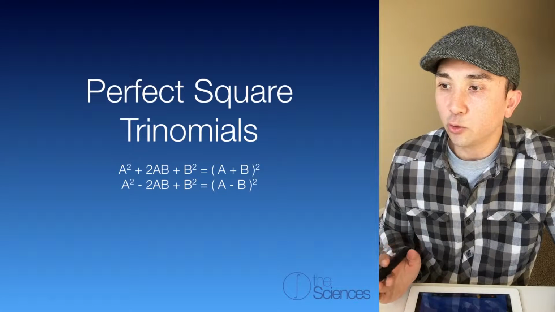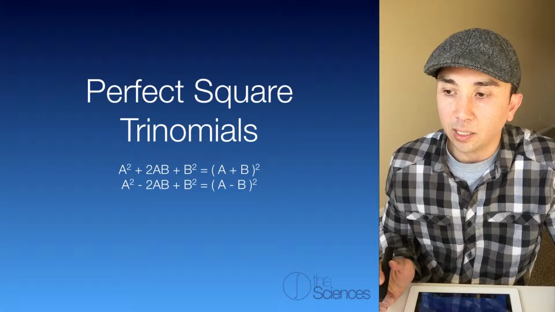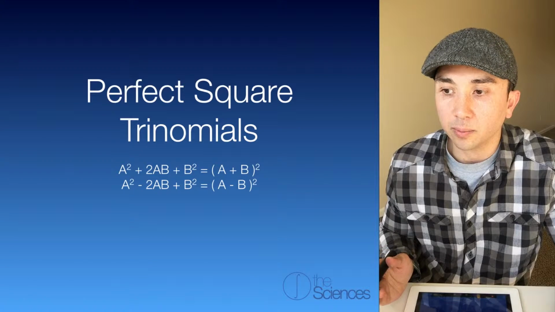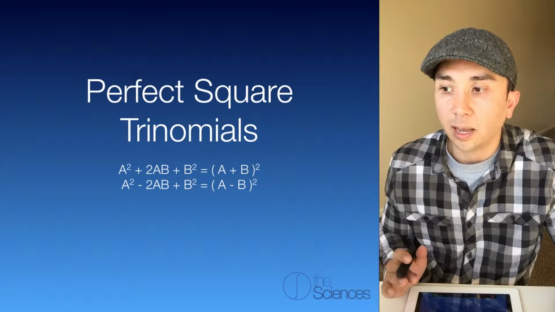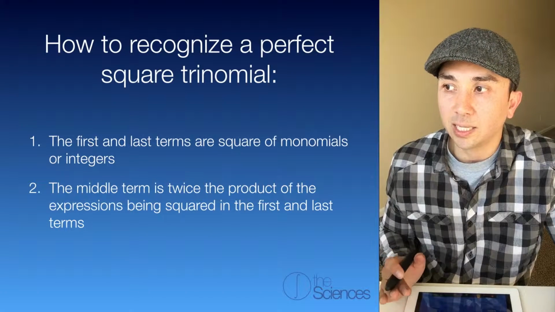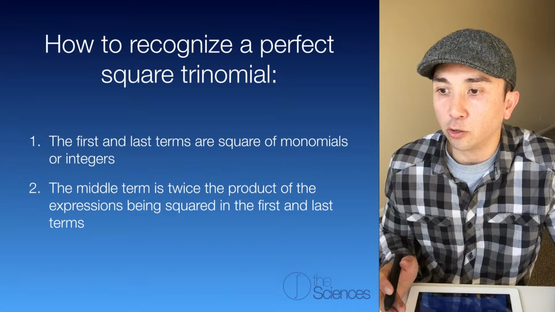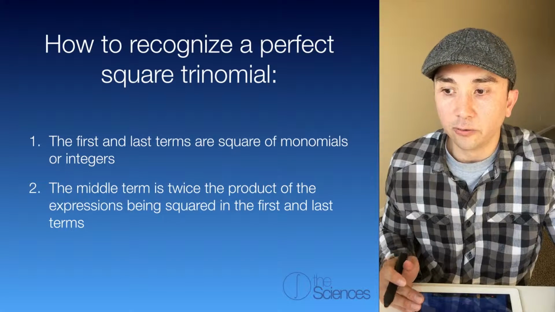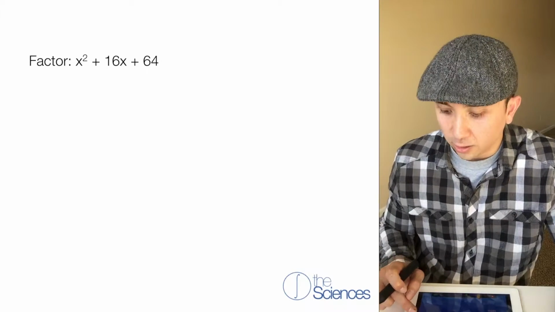So now the perfect square trinomials is when we have a squared plus 2ab plus b squared. Well, that equals a plus b squared. Or we can have a squared minus 2ab plus b squared, and that equals a minus b squared. So here's how to recognize a perfect square trinomial. The first and last terms are squares of monomials or integers. The middle term is twice the product of the expressions being squared in the first and last terms. So let's do an example.